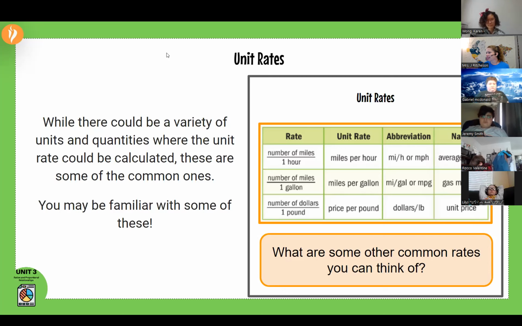Miles per chicken nugget. Absolutely, Layla, if you say so. Miles per chicken nugget. Okay.